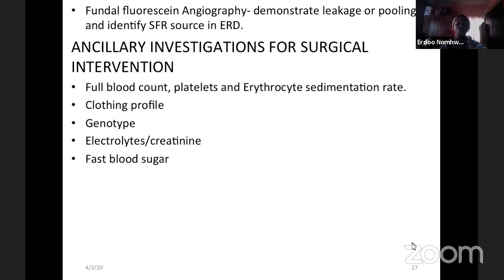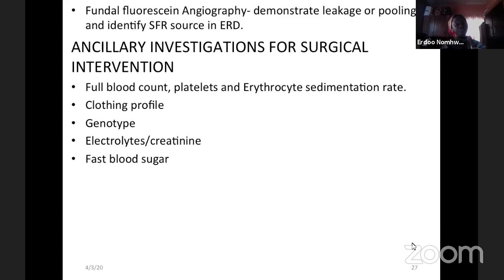And for cases of exudative retinal detachment, a fundus fluorescein angiography would actually demonstrate leakage or pooling and help to identify the subretinal fluid in cases where you have systemic conditions causing, or even ocular conditions causing, exudative retinal detachment.